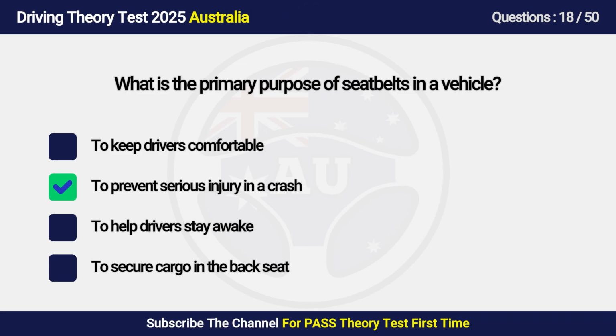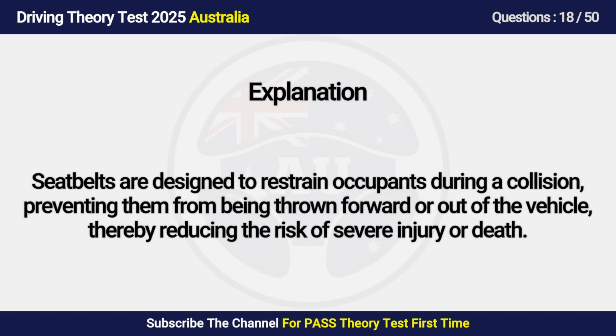Answer is B, to prevent serious injury in a crash. Seat belts are designed to restrain occupants during a collision, preventing them from being thrown forward or out of the vehicle, thereby reducing the risk of severe injury or death.